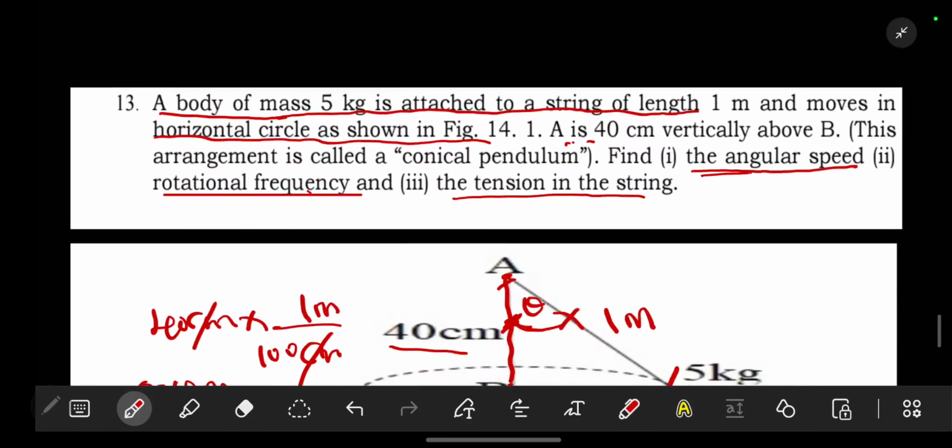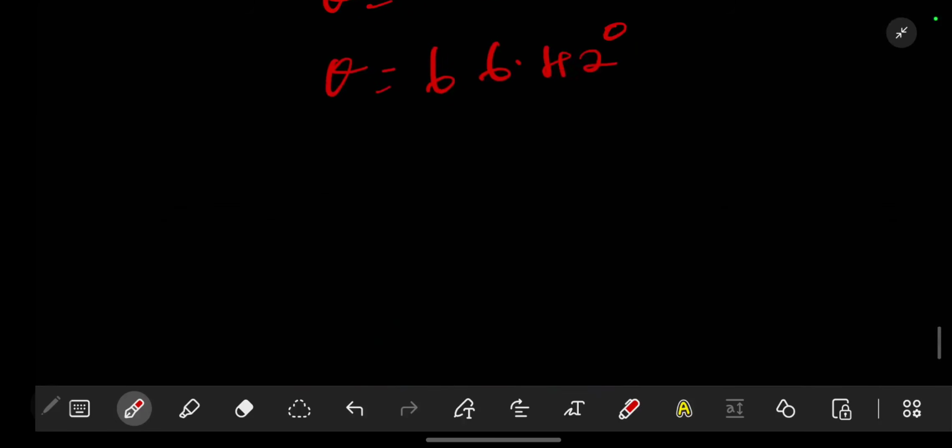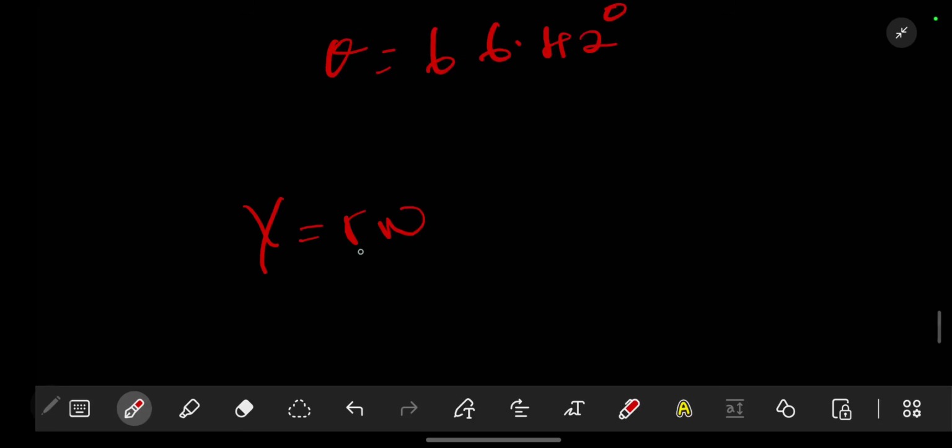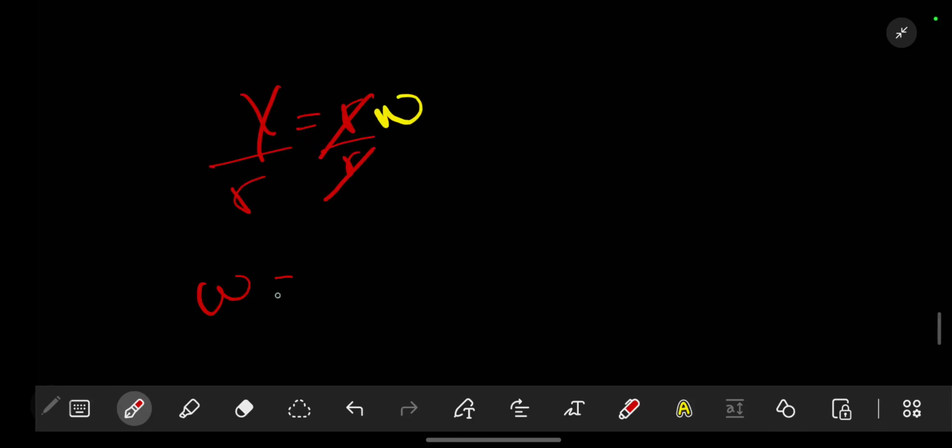Then to find the angular speed, we need to be very, very careful. We know that the angular velocity is equal to this, which if you want the angular speed, it means make it the subject of the formula. You divide by r, you divide by r. So your w should be equal to v over r, like that.